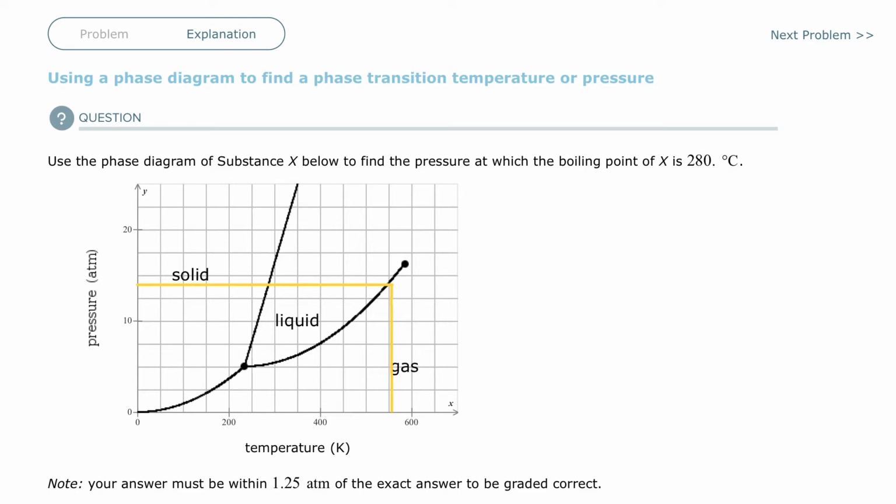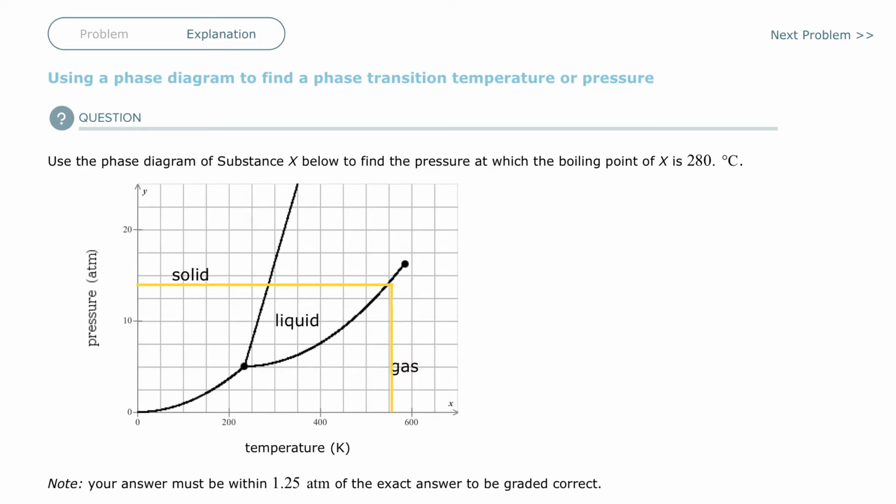Welcome back. This is an ALEKS training video on using a phase diagram to find a phase transition temperature or pressure. I think this is easy. I think you'll think it's easy too, if you can just get past the fact that this picture looks weird and you're not sure what's going on.